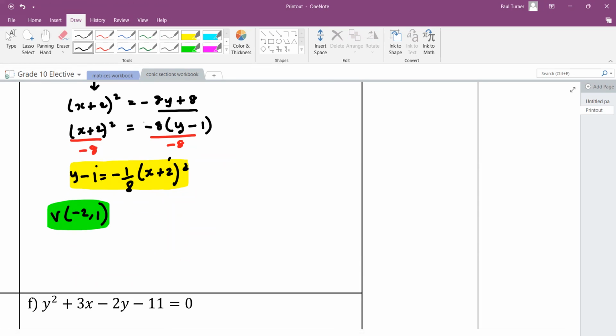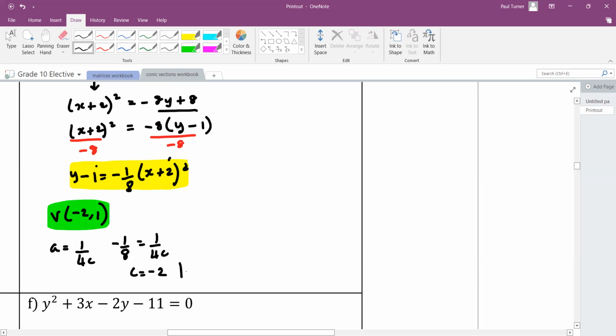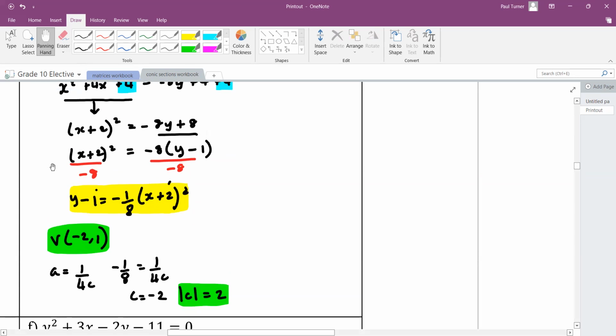Now, to get more components, we're going to need to use this a value. And we know that a is equal to 1 on 4c. So we've got -1/8 is 1 on 4c. c in this case will be -2, but we want the absolute value of c because we want the length. So c is going to be 2. So that's another component we need. So I think with that information, we can draw a quick graph to see what's going on.